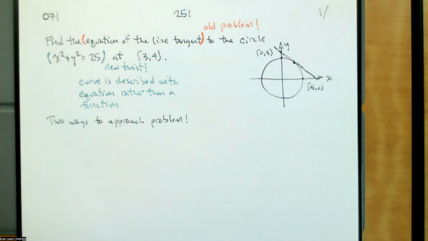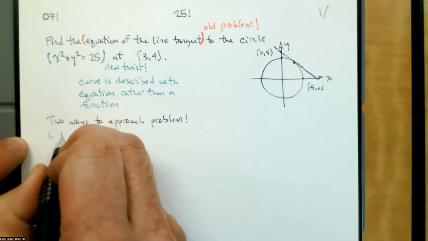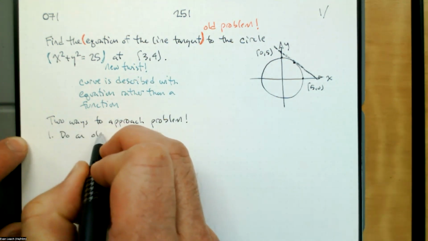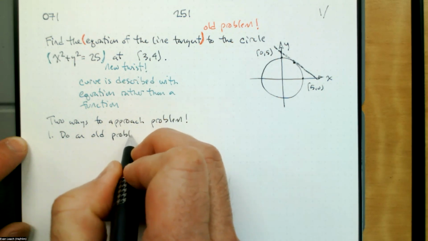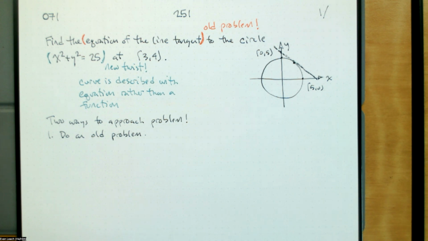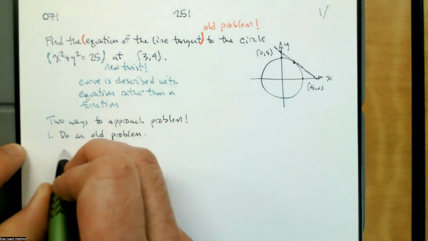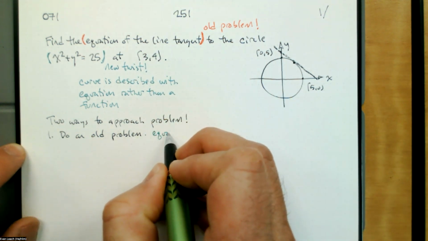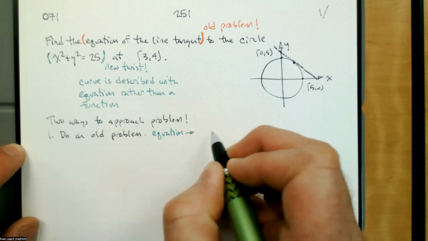We're going to look at 2 ways to approach the problem. Number 1 is just do old stuff. Do an old problem. We do have a skill set that says, here's a function, take the derivative, plug in the points for your slope. So we're going to take our equation and turn it into a function.